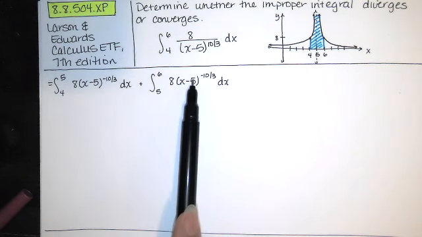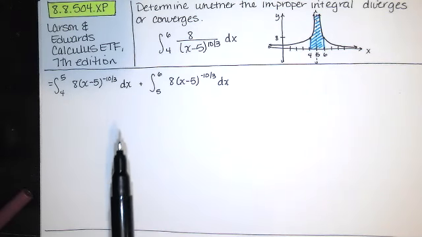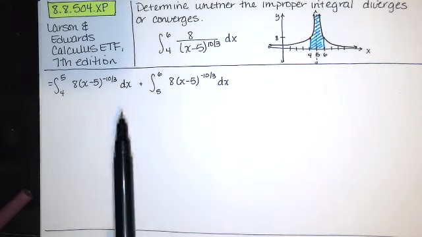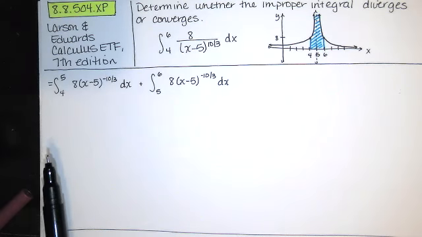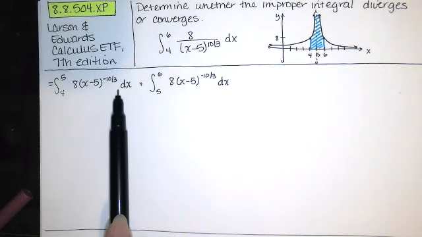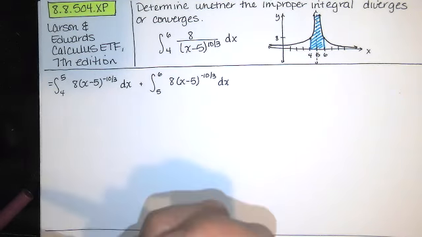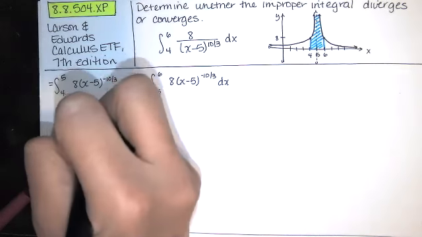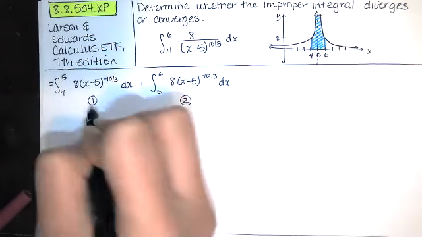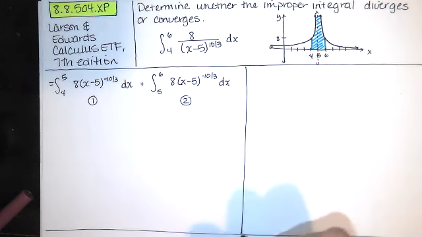So we want to define this as the sum of two improper integrals, and we'll just evaluate one at a time. If we evaluate one of them and it diverges, then we can say the whole thing diverges. If we evaluate one of them and it converges, then that means there's more work to do and you have to do the same thing on the other side. Okay, so let's call this integral number 1 and this integral number 2. And I'm going to focus on integral number 1 first. Let's just do that over here.